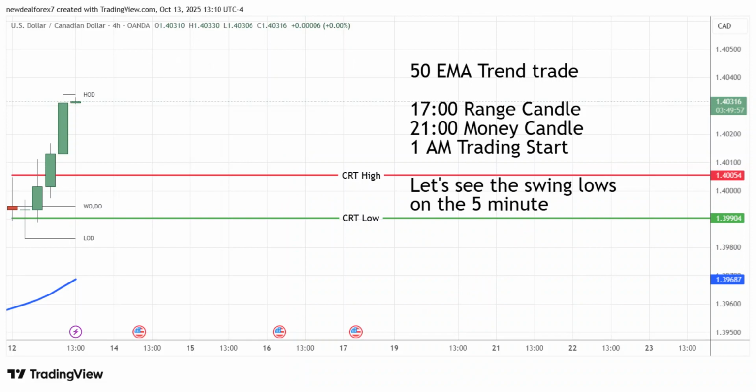This is a trend trade. If you don't know what I'm talking about when I say a trend trade, you want to check the links in the description for a more detailed explanation of that. But let's go. So we have here, obviously, the range candle, the money candle, and then the expansion to the upside. So let's see some of the swing lows on the 5-minute chart.